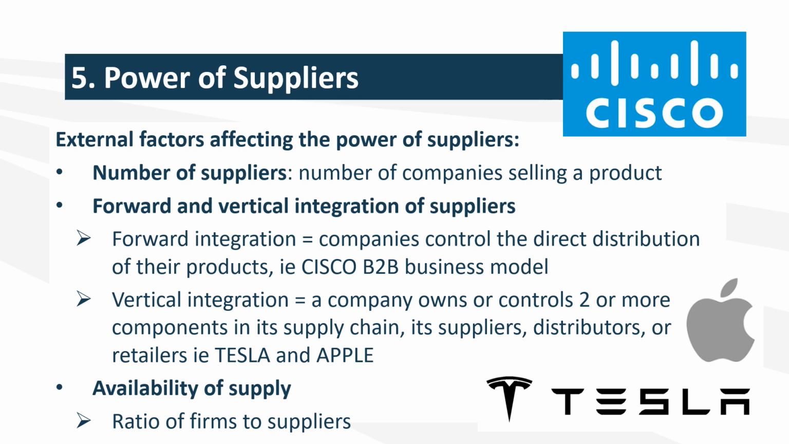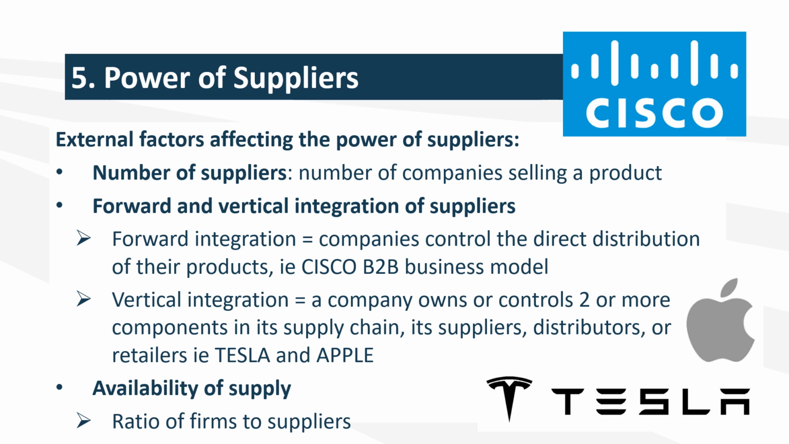Then we have vertical integration. A company owns or controls two or more components in its supply chain: suppliers, distributors, or retailers. For example, Tesla and Apple. Why is it called vertical integration? Because they control the supply chain. Okay, Tesla and Apple control the supply chains.